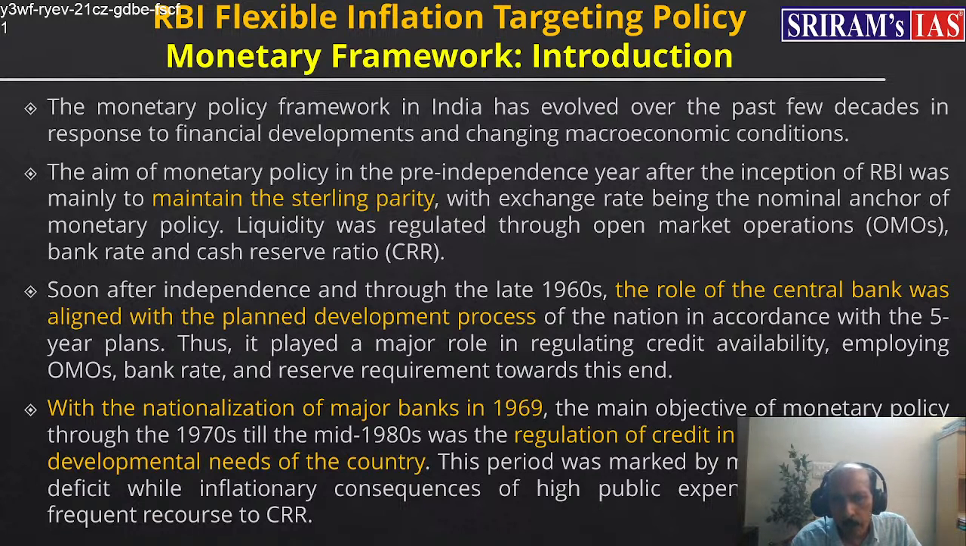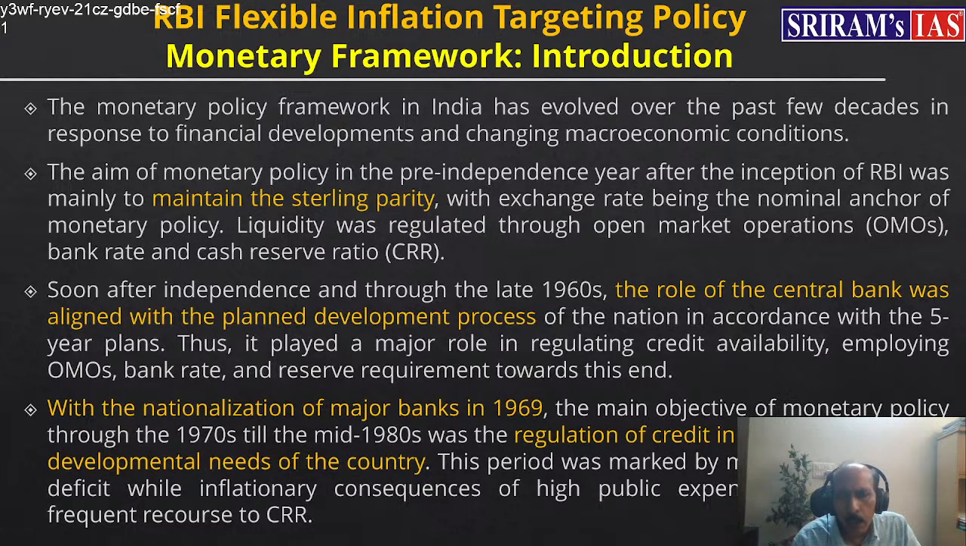If you look at the history of monetary policy in the past, we say that monetary policy has been subservient to fiscal policy till 1991, or immediately after the economic reforms, when we started changing the monetary policy. Till 1991, monetary policy was subservient to fiscal policy. It means that whatever fiscal policy dictates, the monetary policy or RBI has to do it.